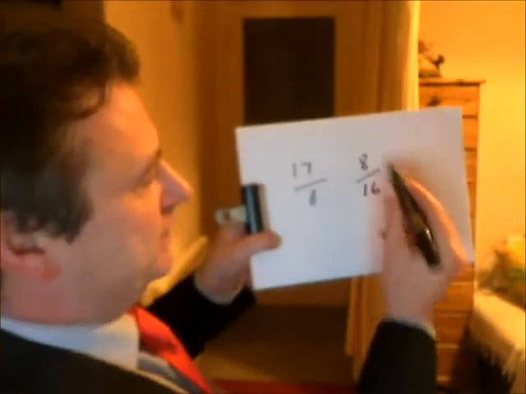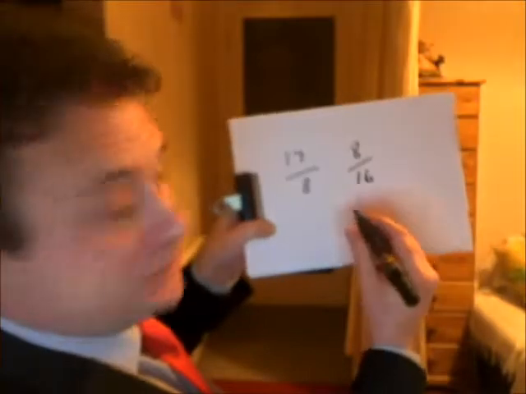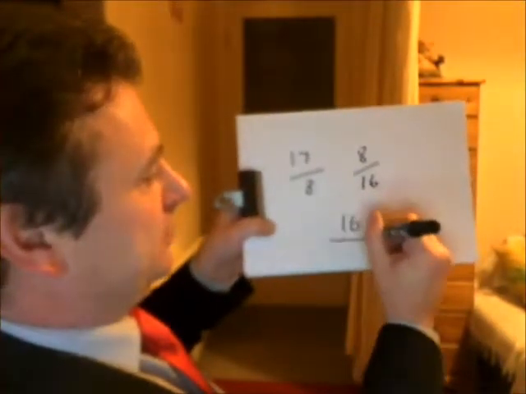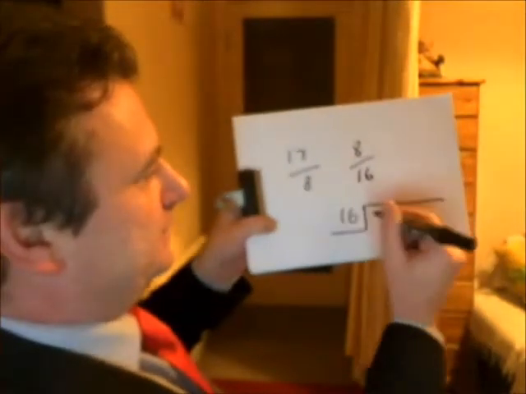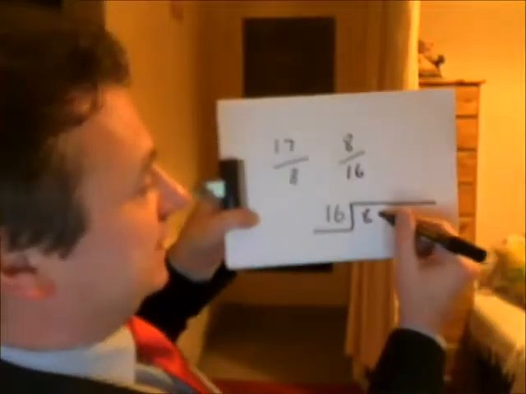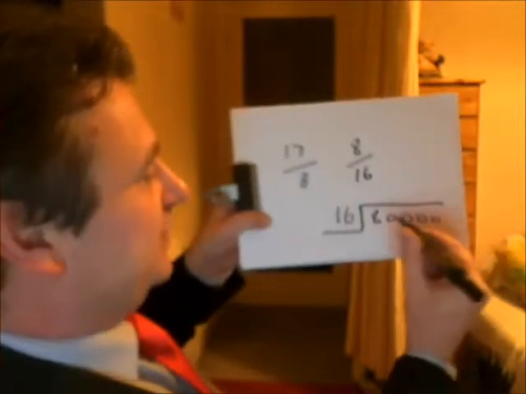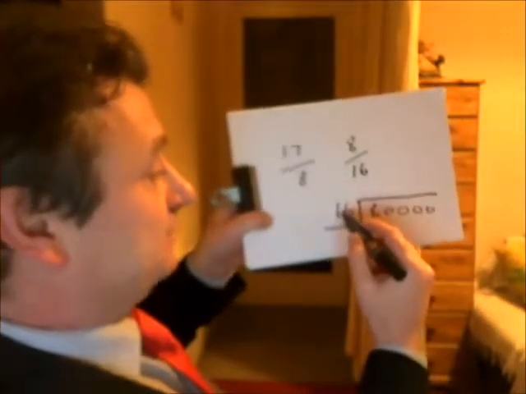Denominator, numerator. Numerator, denominator. Denominator goes into the numerator. Again, we're just adding trailing zeros. You can add them on forever if you like, and it just becomes a multiplication.